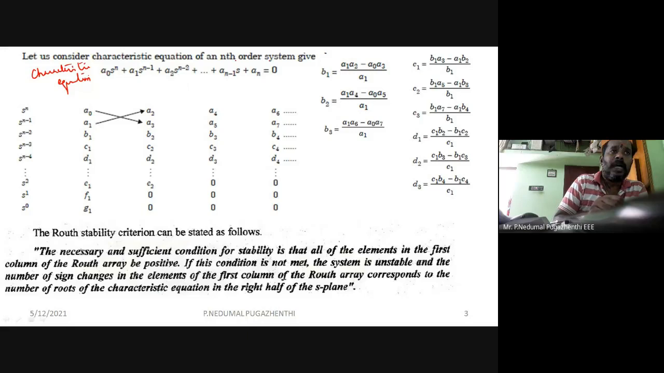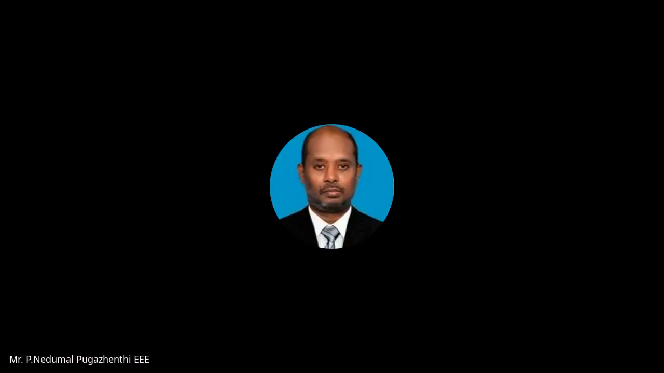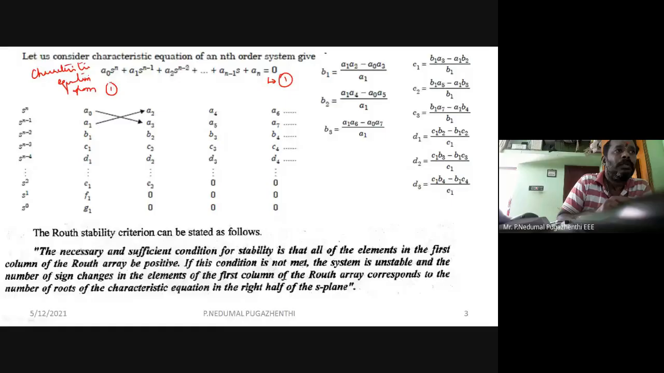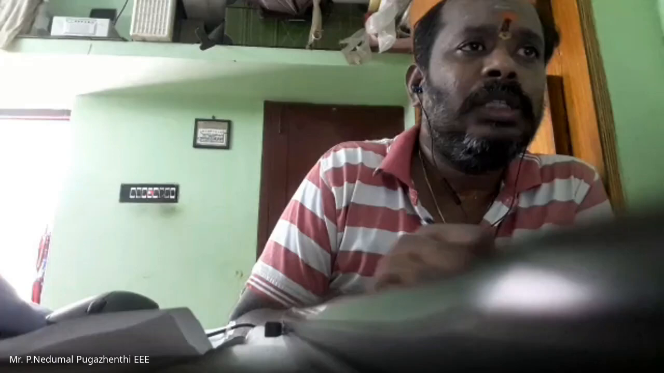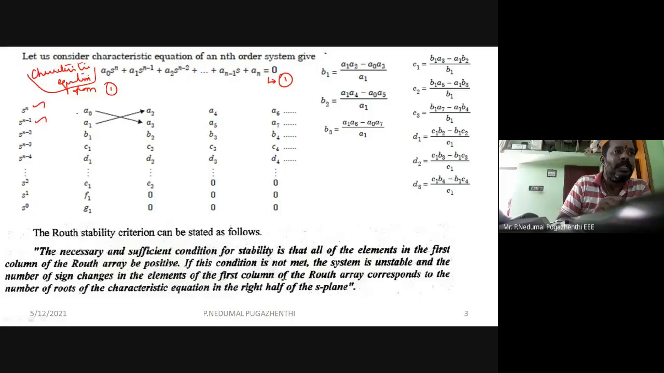So from this equation, let us say this is equation number 1. From equation 1, take the coefficients and arrange the first two rows, the s power n row and the s power n minus 1 row. How to do that? Take the coefficient of s power n. What is the coefficient of s power n from equation 1?